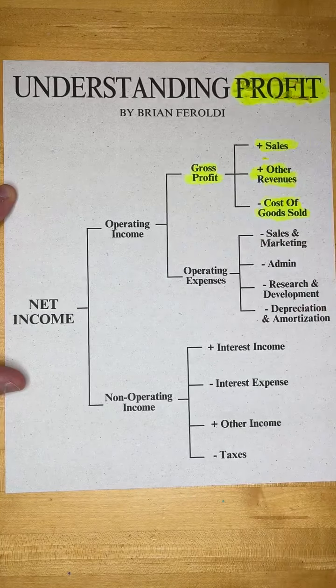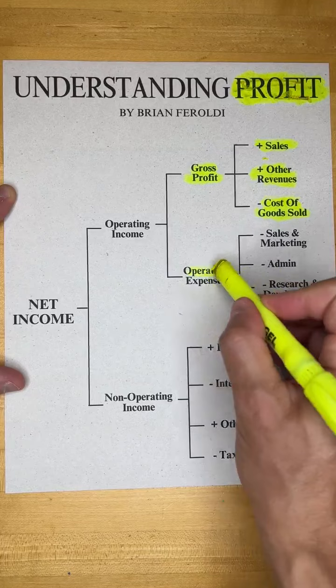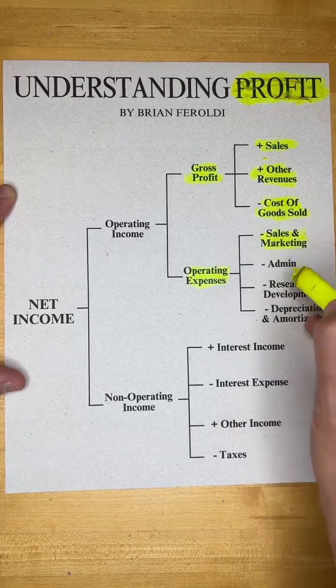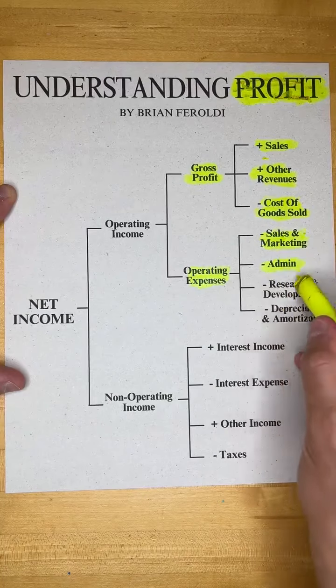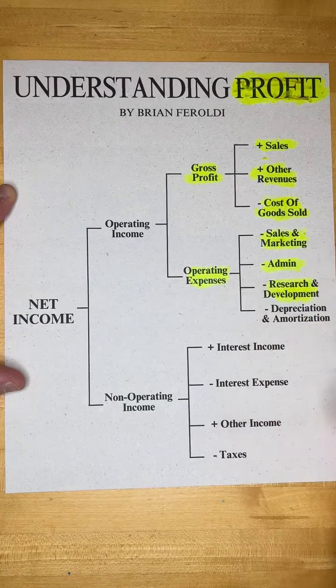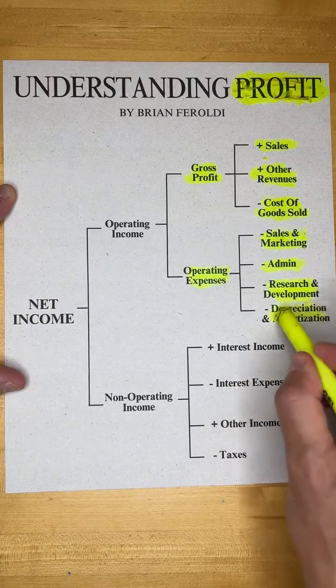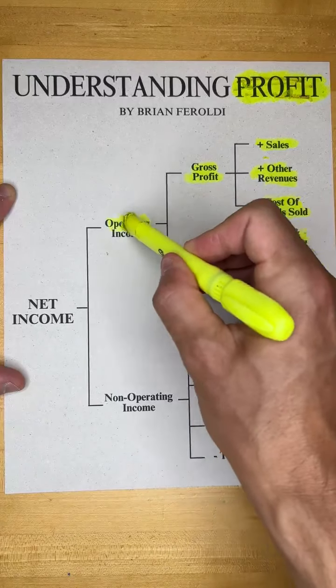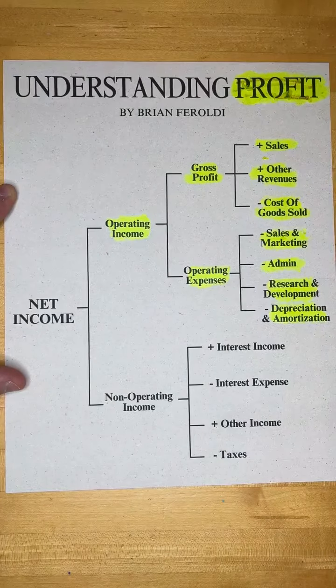But from there, we have to subtract other expenses called operating expenses. Now, operating expenses can be categorized differently, but some common terms are sales and marketing expense, administrative expense, research and development expense, as well as non-cash charges like depreciation and amortization. Once we do that math out, we get a company's operating income, which is also called its earnings before interest and taxes, or EBIT.